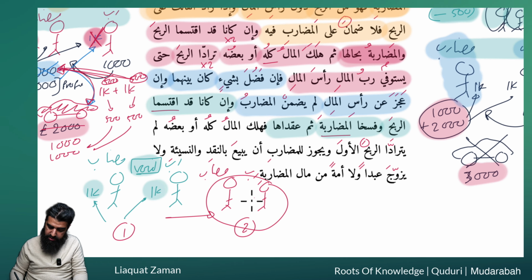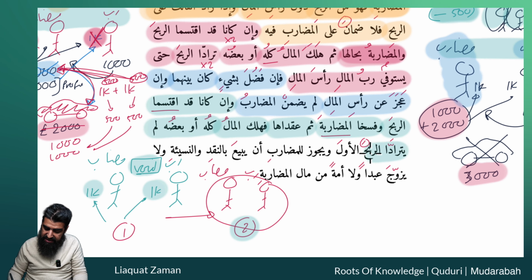فَهَلَكَ الْمَالِ, so in this one, the mal gets destroyed, كُلُّهُ, or some of it. لَمْ يَتَرَادَّ الرِّبْحَ الْأَوَّلِ, they can't take the first ribh and put it back in because there's two different contracts. Khalas. All right? Okay. وَيَجُوزُ لِلْمُضَارِبِ أَنْ يَبِيعَ بِالنَّقْدِ وَالنَّسِيئَةِ.